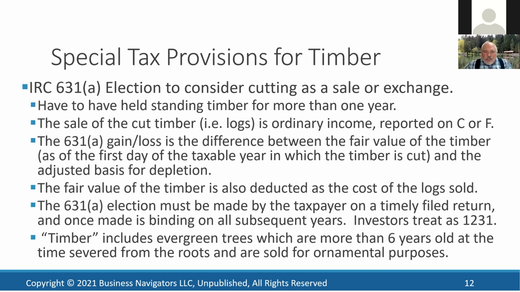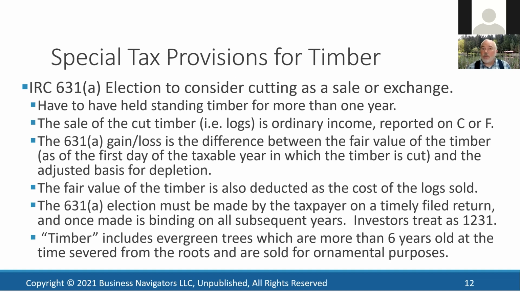All right, so let's go to 631A. 631A and 631B are kind of the heart of timber taxation. We use 631A whenever we sell logs and we want to get capital gain treatment. So this is an election that we make to treat the cutting of timber as a sale or exchange. And so we get to elect to treat the sale of logs as capital gain rather than ordinary income. So again, this is a 1231 deal, and so we have to have held the standing timber for more than a year.